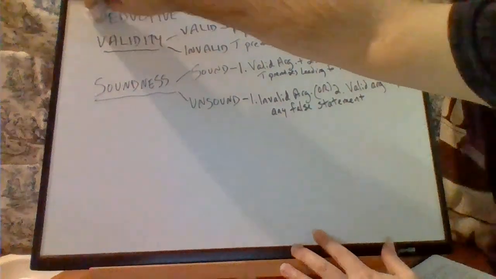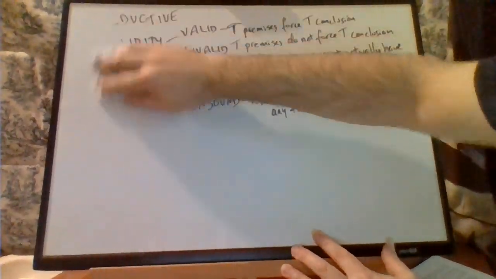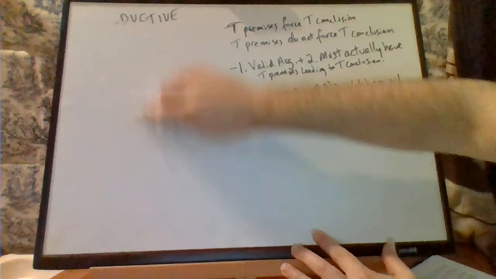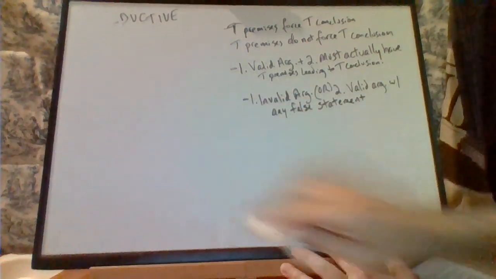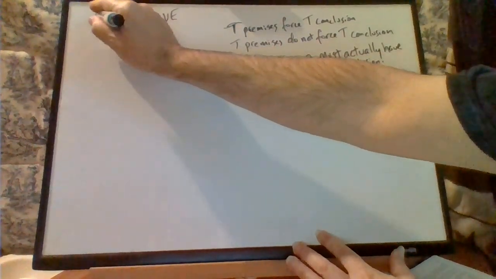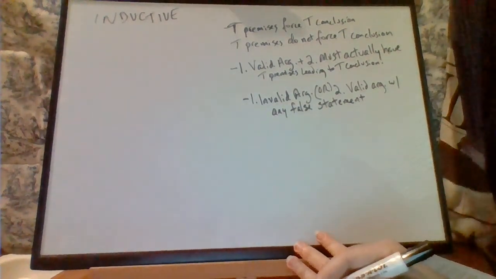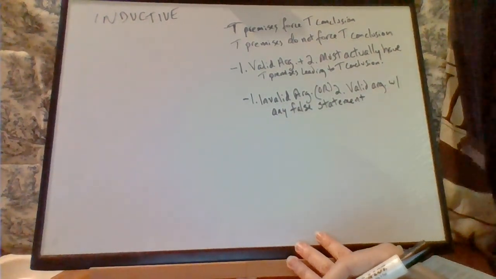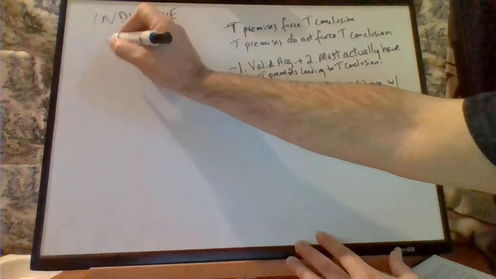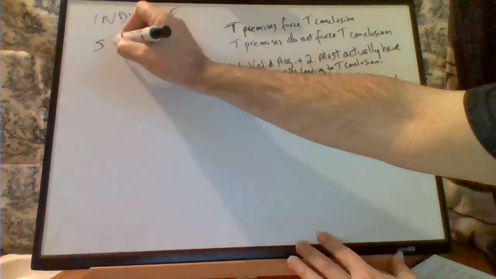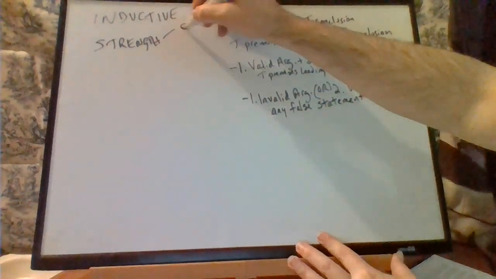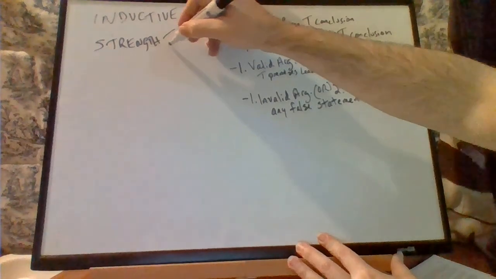Now, we want to turn to inductive, which if you understand the one, you'll understand the other. They're very, very similar, but the language is a little bit different because, again, you're dealing with probabilities instead of certainty. So with an inductive argument, the first thing you're going to look for, not validity, but rather strength. Okay. Is the argument strong, or is the argument weak?